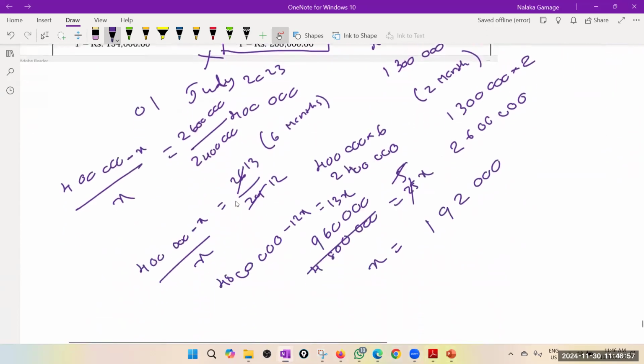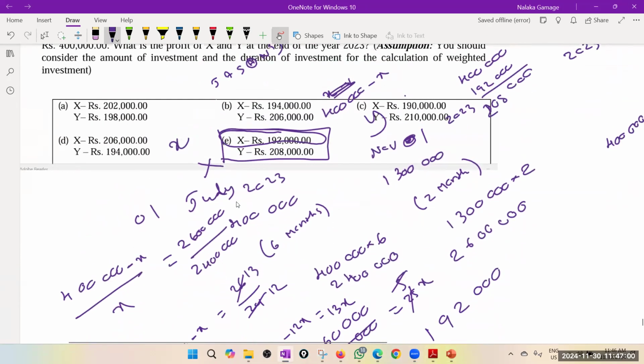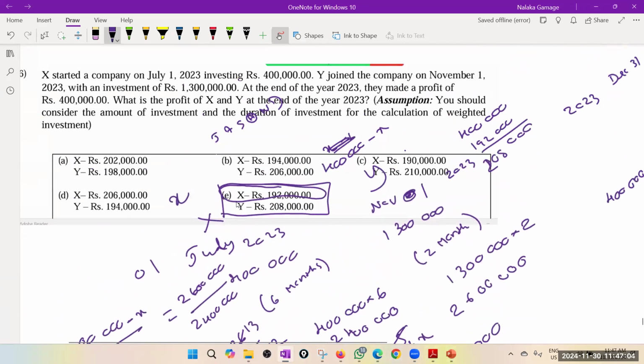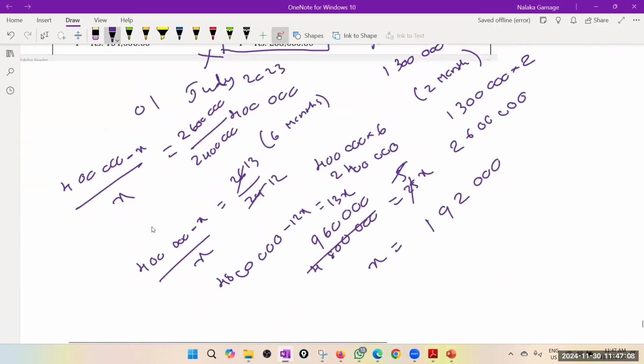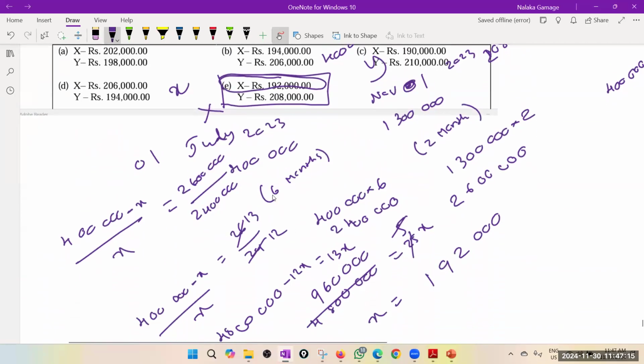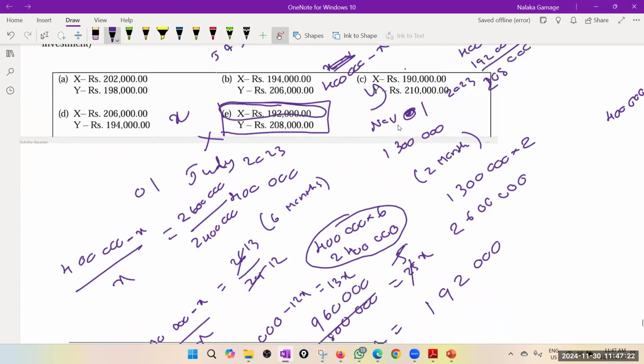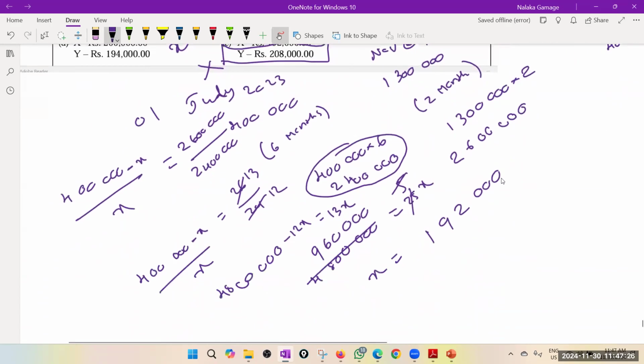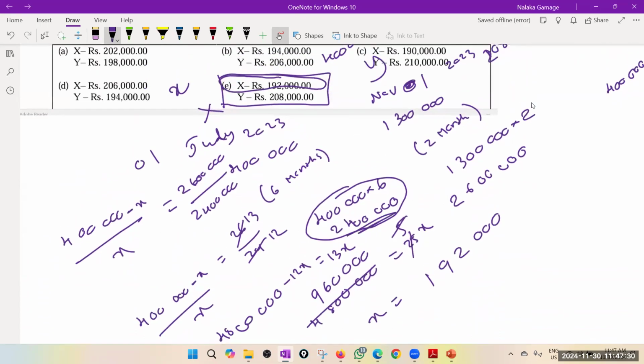Anyway, there can be different approaches, but they asked us to consider the time. So I considered the 400,000 investment for 6 months, therefore I took the investment as 400,000 into 6. This guy has made a 1.3 million investment but only for 2 months, so I multiplied it by 2. I wanted the profit also shared in the same ratio, so I took one profit as X, the other as 400,000 minus X, made sure it has the same ratio, and found X.